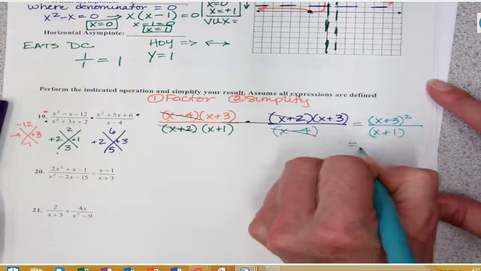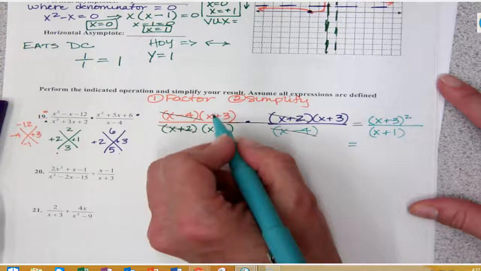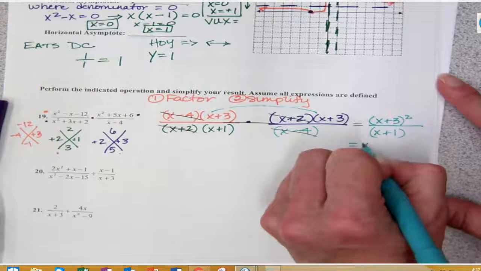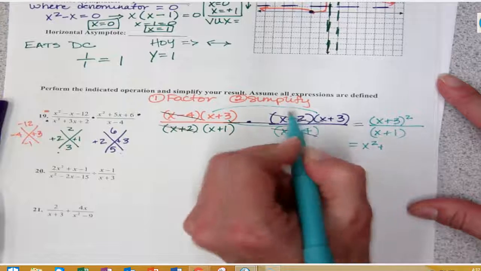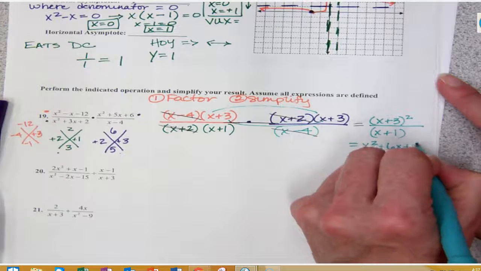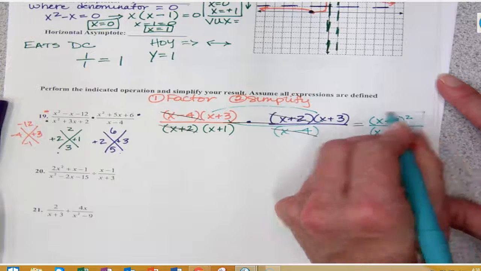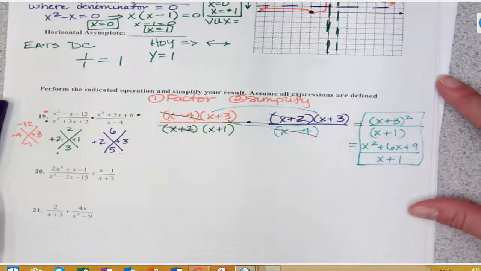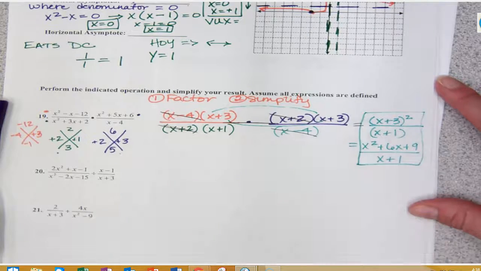And if you wanted to work that out, if you wanted to FOIL this out, it would be x squared plus 6x plus 9 over x plus 1. So either of these answers are fine. Okay, but just know that you need to be able to multiply that out.